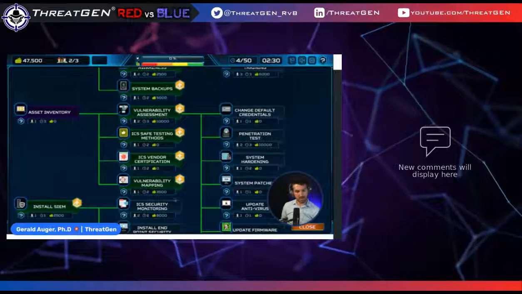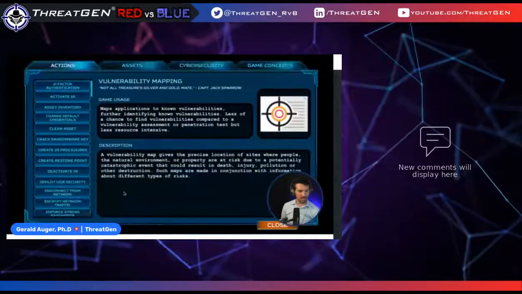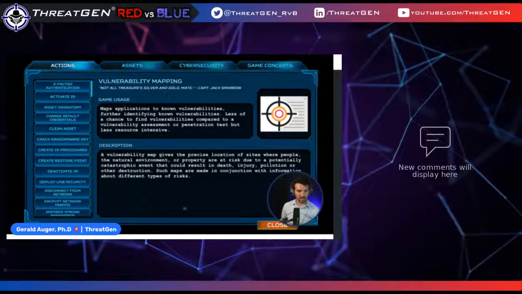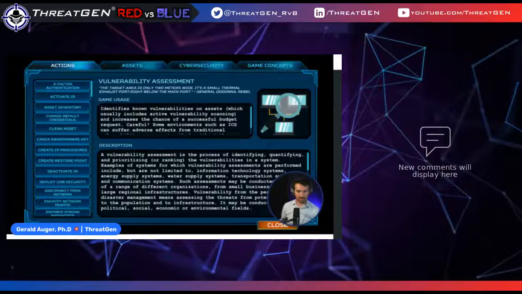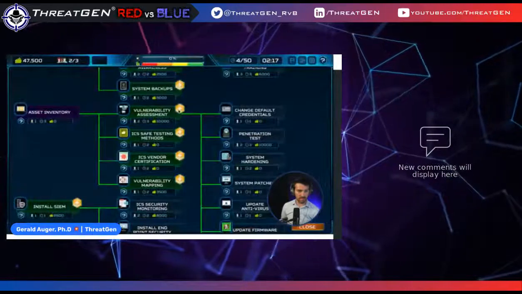Okay, now that I know where I'm going, I definitely want a SIM. No question about that. Dude, why can't I install a SIM? Oh. I don't like that idea. All right, so asset inventory, we should definitely do vulnerability. What's the difference between mapping and assessment? Maps applications known vulnerabilities, further identifying. This one identifies known vulnerabilities on assets. Yeah, we definitely need to do that.